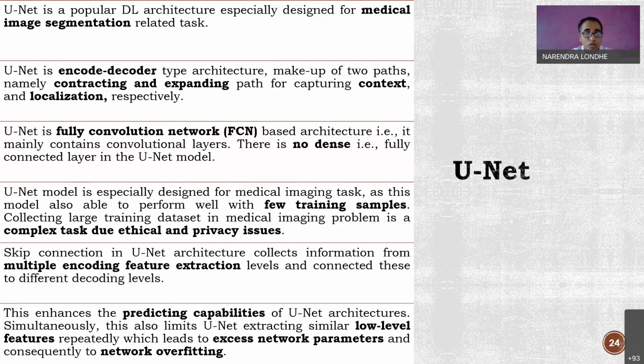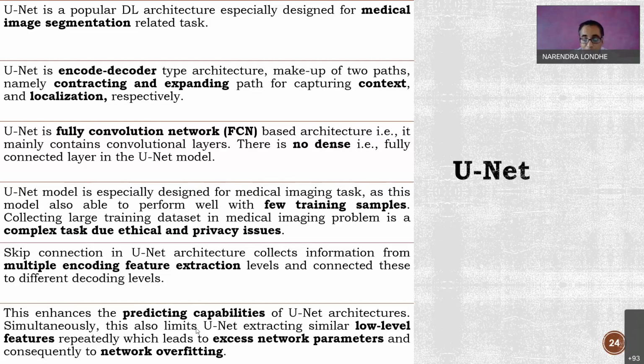Right. So yes, there are skip connections in the UNet, which collect information from the multiple encoding feature extractions. There will be continuous multiple extraction processes through the multiple convolutional layers, but the skip connections will take that information from the contracting path to the expanding path, or from the encoding part to the decoding path. I will show you that in the diagram as well. Okay, so this enhances the predicting capabilities of the UNet architecture.